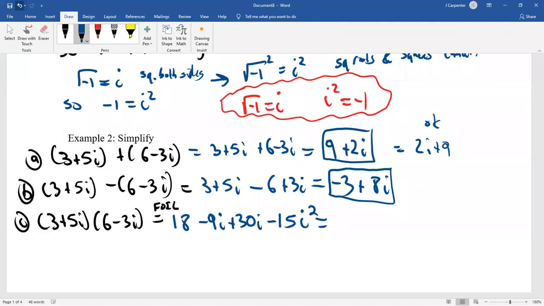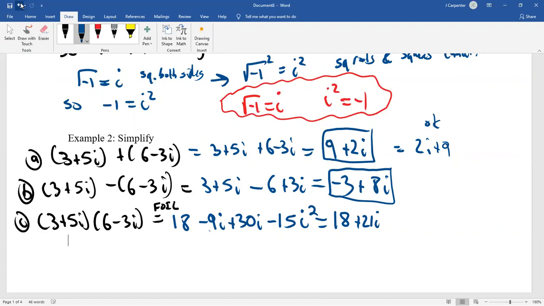Now you've got two different issues right here. You've got like terms, negative 9i and 30i. Those are like, so you can combine them. And negative 9 plus 30 would be positive 21. Remember, I do expect you to be able to handle sign math in this class. No calculators for test 1. So that's 18 plus 21i.